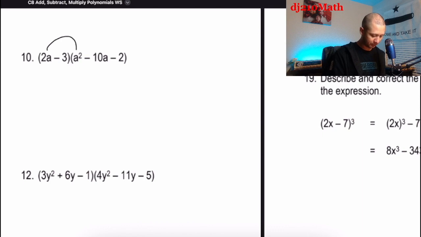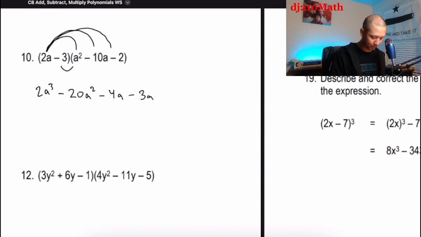2a times a squared, 2a cubed, negative 20a squared, negative 4a for the first term. Second term, negative 3a squared, positive 30a, positive 6.